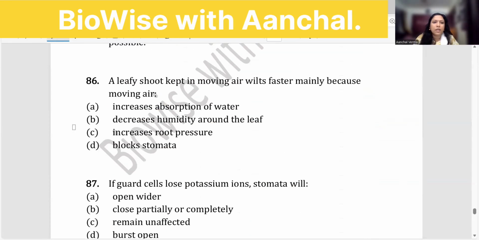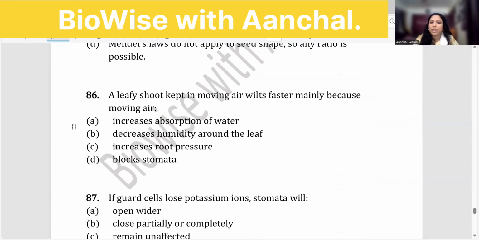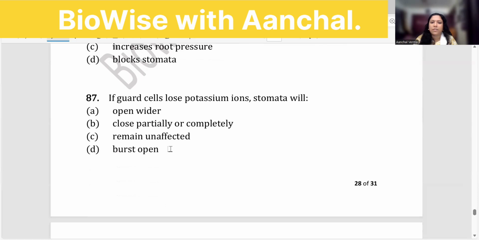Next one. A leafy shoot kept in moving air wilts faster because moving air, what it does to the transpiration? It increases the transpiration. And since it increases the transpiration, it increases the absorption of water. Correct? So this is the right answer. Little bit fast. Pause the video, write the answer and check.